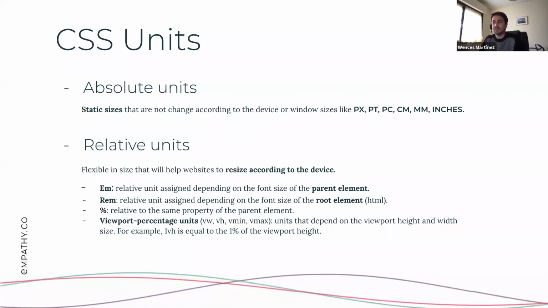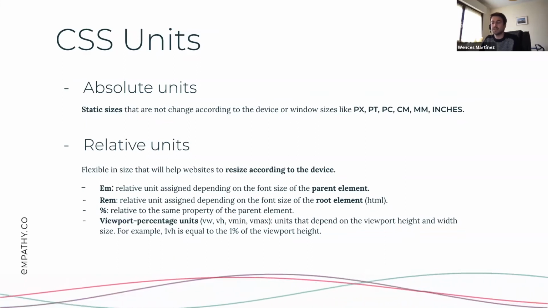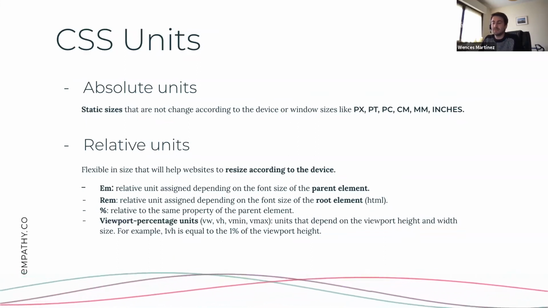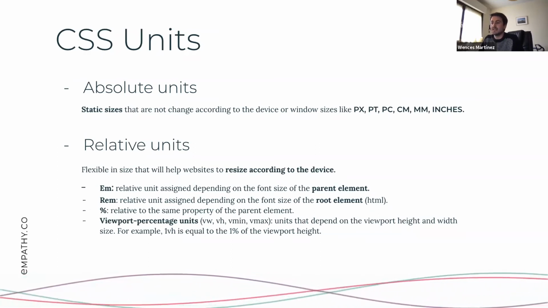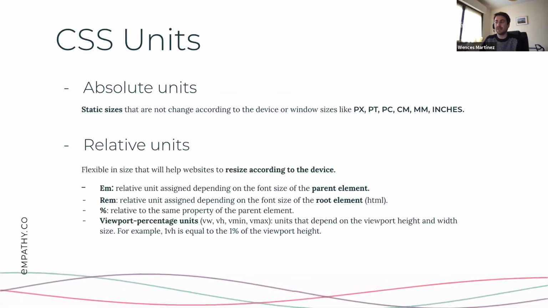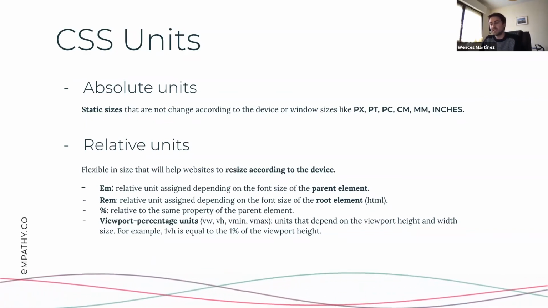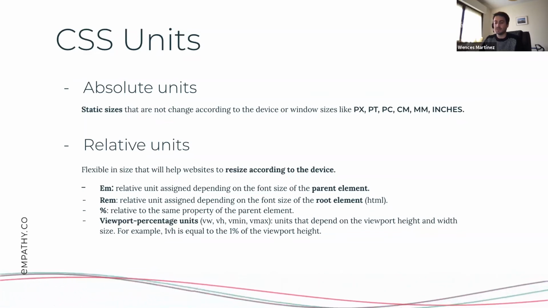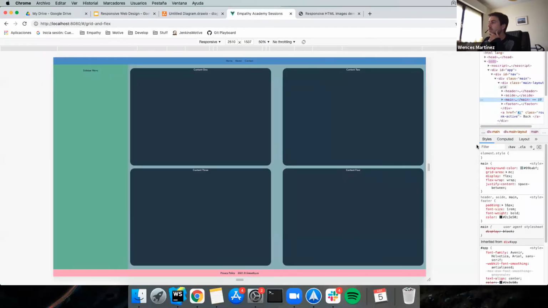Okay, so the first unit that we want to talk about is EM. This is a relative unit, and it's assigned depending on the font size of the parent element. And then we have rem, which is mostly the same, but is depending on the font size of the root element.